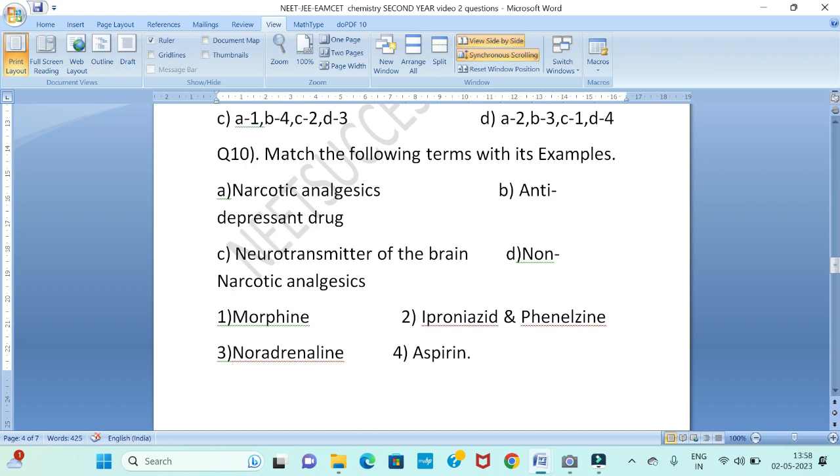Software persons also use phones so much time, so they go into depression, a depressed mood. At that time they consult a doctor. The doctor will prescribe some antidepressant drugs. The drugs are iproniazid and phenelzine. Both are antidepressant drugs.